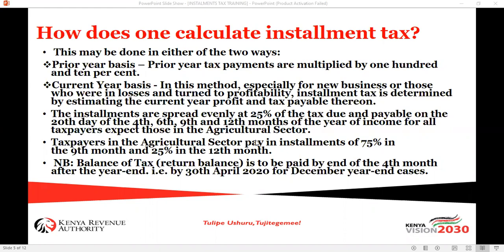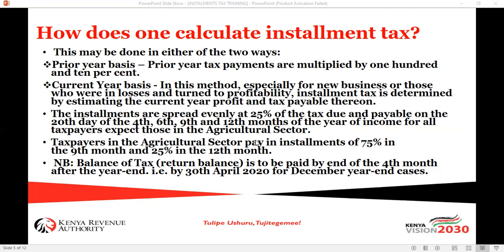I was wondering what is the difference between the 20th of the 4th month and the 30th. The 20th is when you must have done the projections. Okay, let's start it this way. For example, let's say your financial year is from January to December 2022. Tuko pamoja hadi hapo.